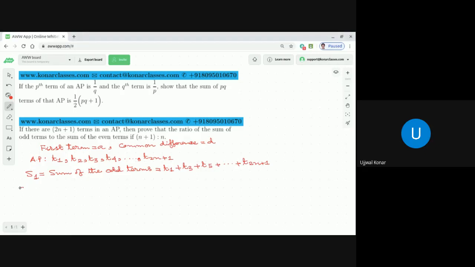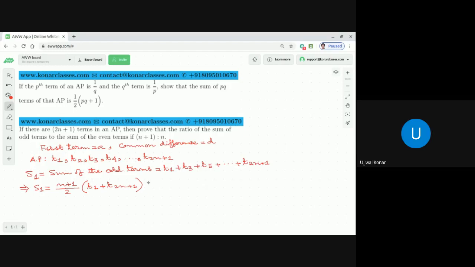So from here, what can we write? S1 is equal to n plus 1 by 2 into the first term, that is T1, plus the last term T 2n plus 1. We learned this formula earlier, correct? Once we know the first term and last term, and how many terms there are, then we can find the sum of that arithmetic progression, correct or not?